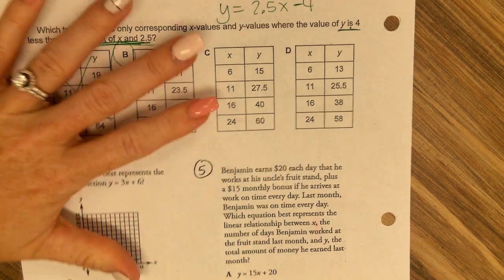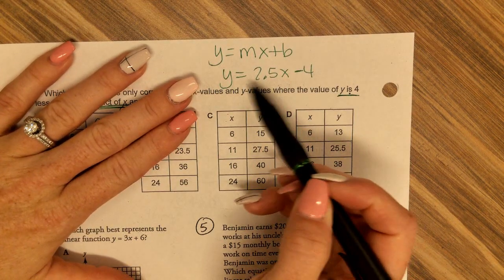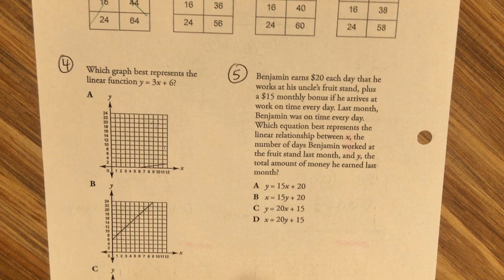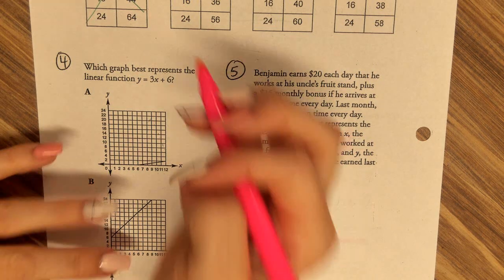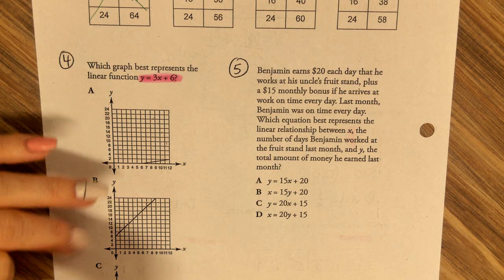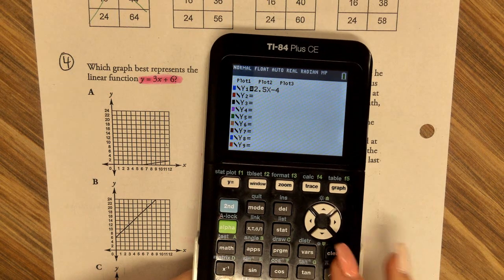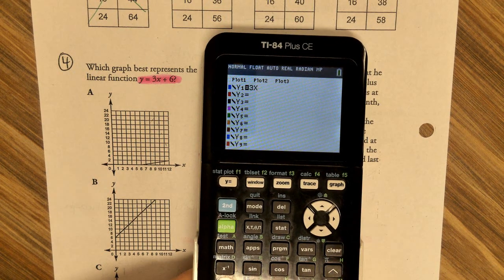So the biggest part of these questions, the hardest part, was writing the equation. And we've already learned how to do that. Okay, all right, number 4. Now, on this one, I want y'all to pay attention because you're going to have questions just like this. It gave you the equation. Yes or no? You are going to go to your y equals button and put it in. So everybody go do that. Go to y equals. Put in 3x plus 6.